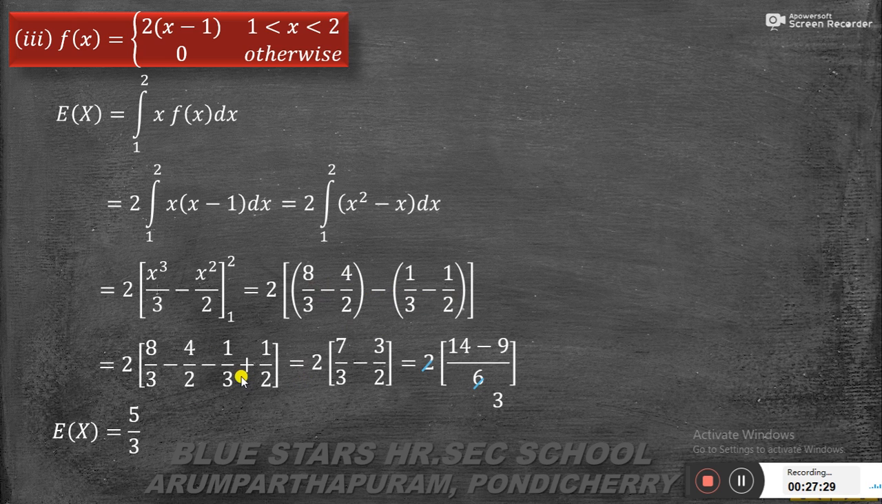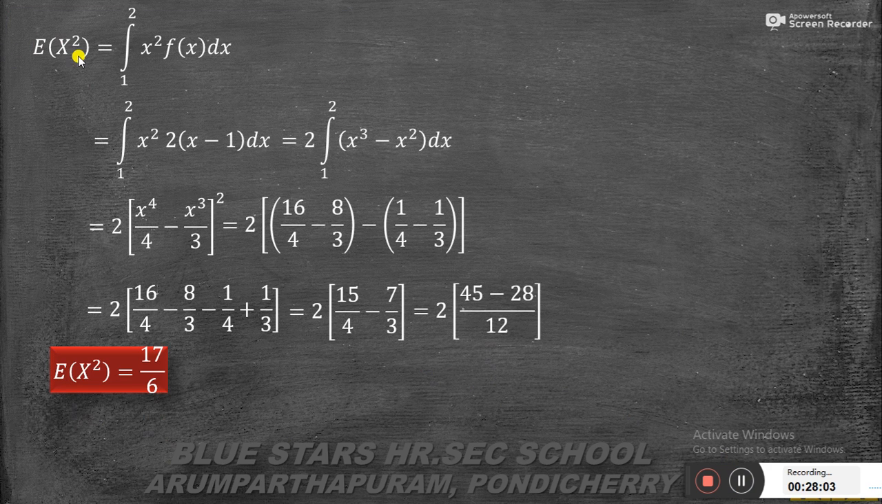The next step: 8 by 3 minus 1 by 3, 8 minus 1, is 7 by 3. Next, minus 4 by 2 plus 1 by 2 means minus 3 by 2. Now I take the LCM and do the cross multiplication: 7 2s are 14 minus 3 3s are 9, 3 2s are 6. So 14 minus 9 is 5, 5 by 6. 2 times 5 by 6, the 2 and 6 cancel, so 5 by 3. Mean equals 5 by 3.